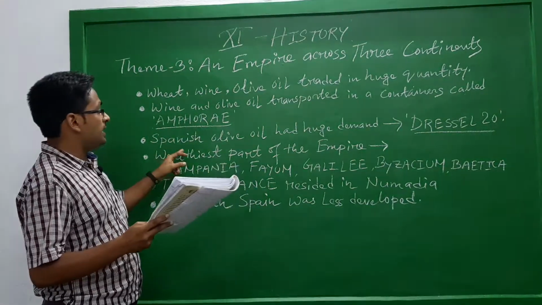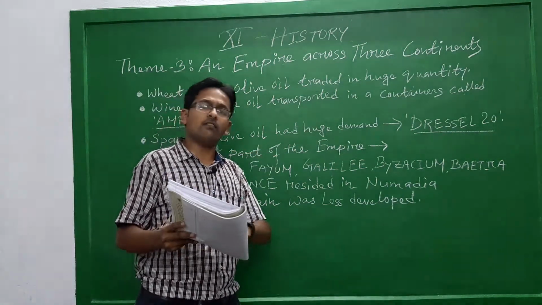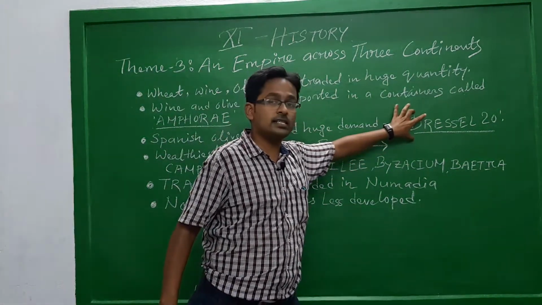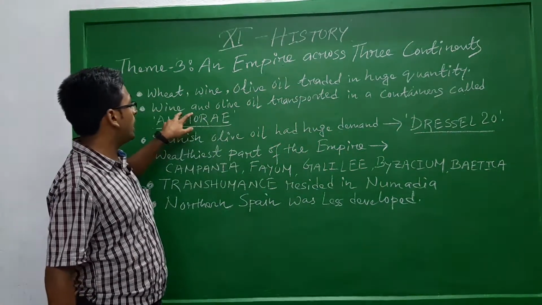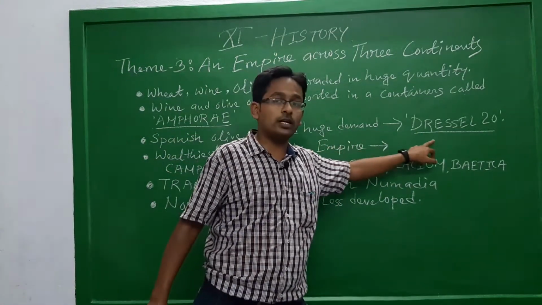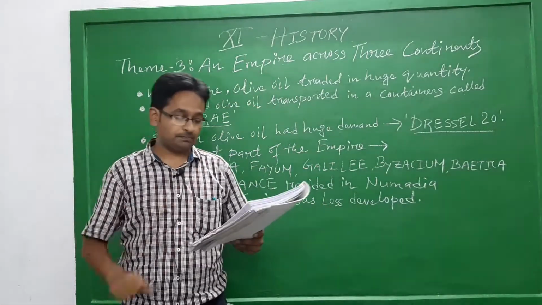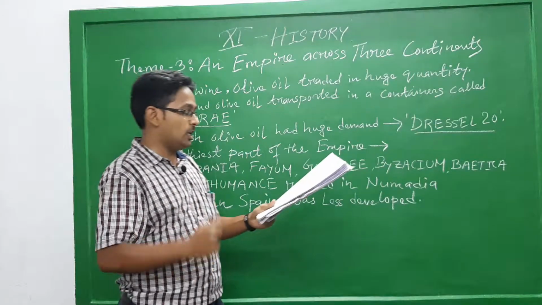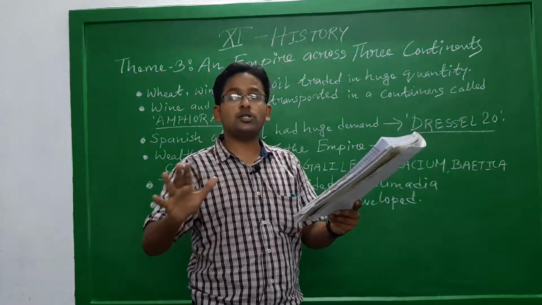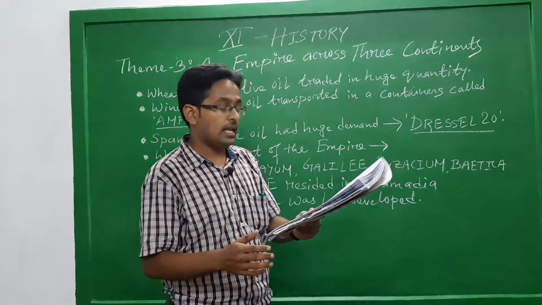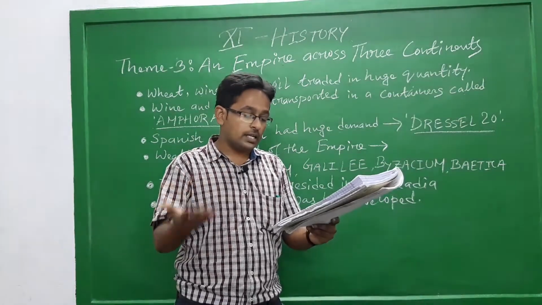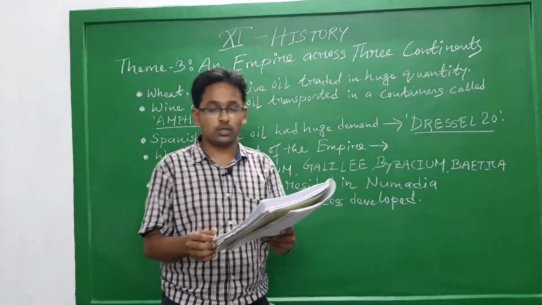Next, Spanish olive oil had huge demand and a huge market in the Roman Empire, and it was transported in a container called Dressel 20. So don't mix up the two: wine and olive oil were transported in amphorae, and Spanish olive oil was transported in Dressel 20. These containers were found in the Mediterranean Sea, which meant Spanish olive oil had a huge market in the Roman Empire. Later, from 425 BCE, the Aegean, Turkey, Syria and Palestine became major exporters of wine and olive oil.